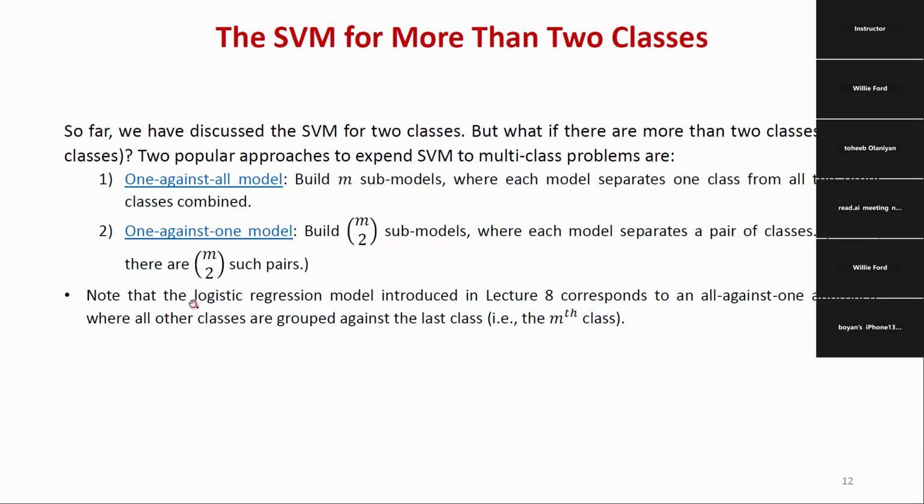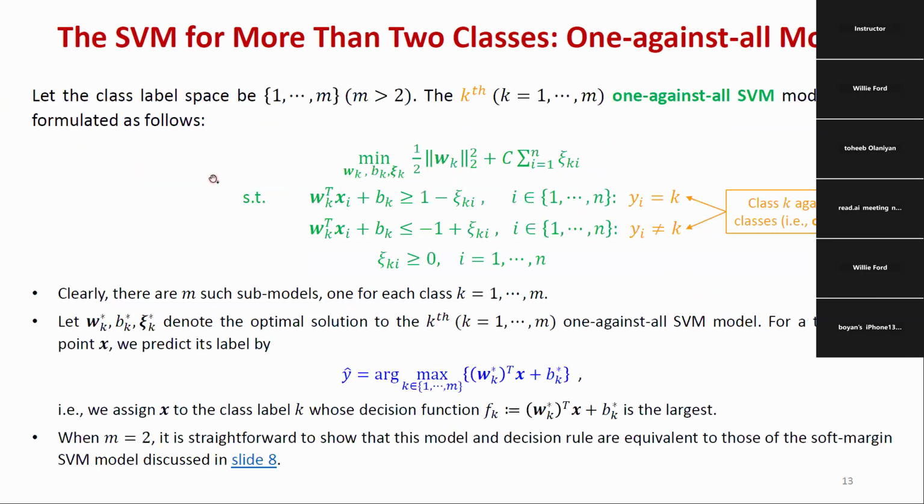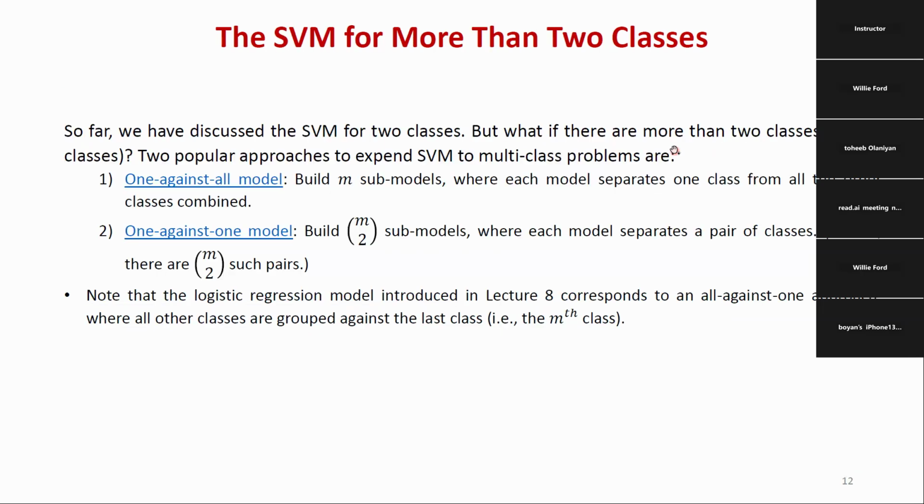One thing I want to mention is that the logistic regression model introduced in lecture 8 is actually a one against all, not all against one. I actually get confused. It's a one against all approach. Actually, all against one, the same thing. Why? Because it's all other classes in the group against the last class.